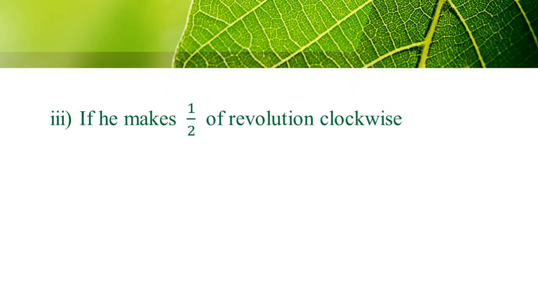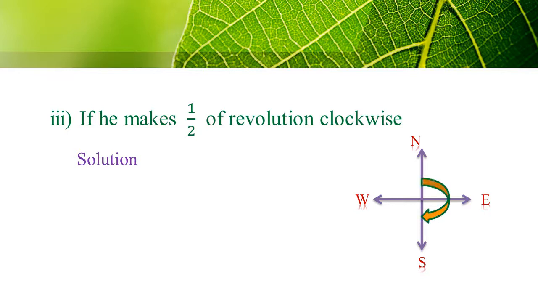If he makes 1 by 2 of revolution clockwise, so draw the directions. Clockwise means north, east, south, west, isn't it? Yes. Now you have to move half. So he will face the south direction. Right? Direction faced equal to south.